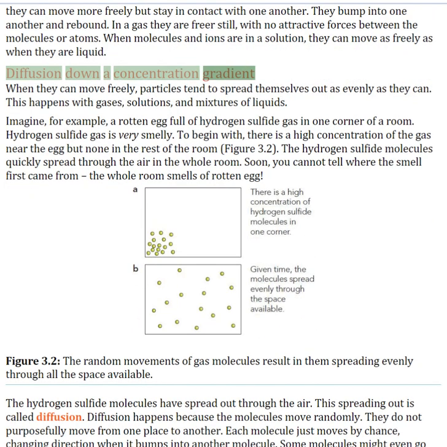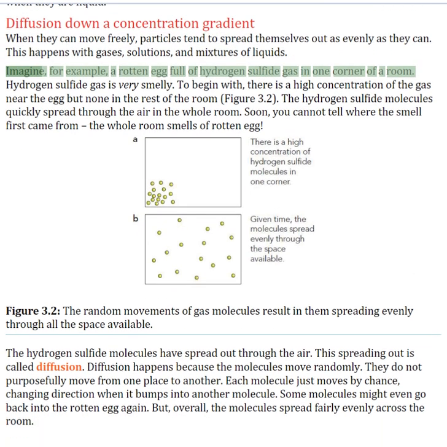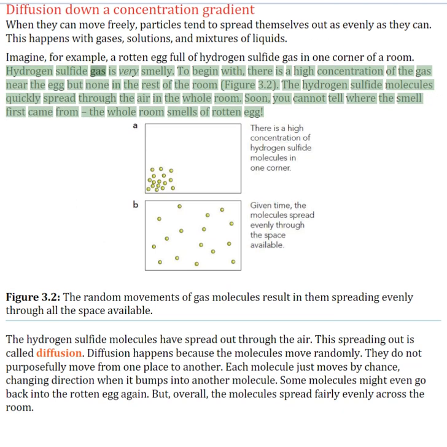Diffusion down a concentration gradient. When they can move freely, particles tend to spread themselves out as evenly as they can. This happens with gases, solutions, and mixtures of liquids. Imagine, for example, a rotten egg full of hydrogen sulfide gas in one corner of a room. Hydrogen sulfide gas is very smelly. To begin with, there is a high concentration of the gas near the egg, but none in the rest of the room. The hydrogen sulfide molecules quickly spread through the air in the whole room. Soon, you cannot tell where the smell first came from.